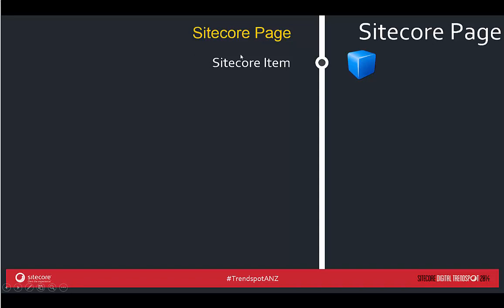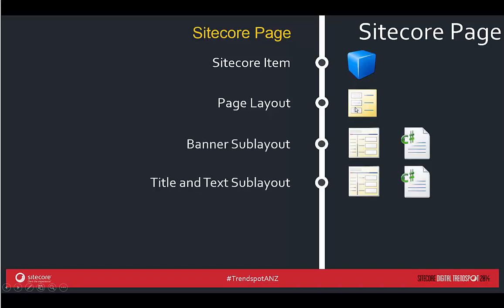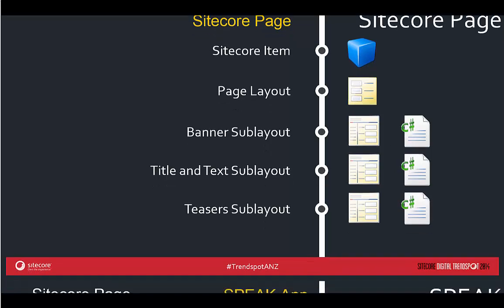within Sitecore. Firstly, you have the item, which represents the page itself. This item will have a layout, which is generally an ASPX file associated with it, and various sub-layouts or renderings, which are either ASCX and C# files or XSLTs.